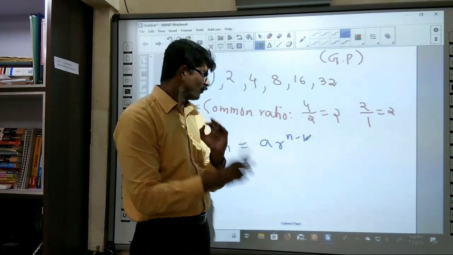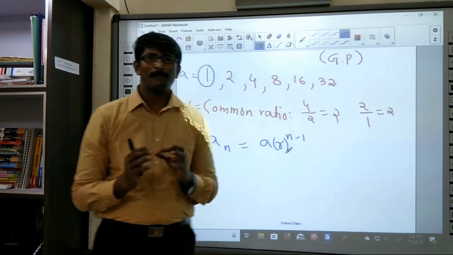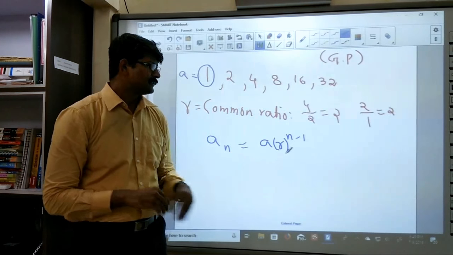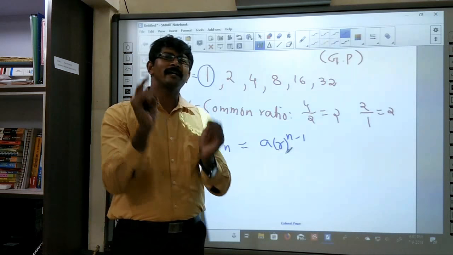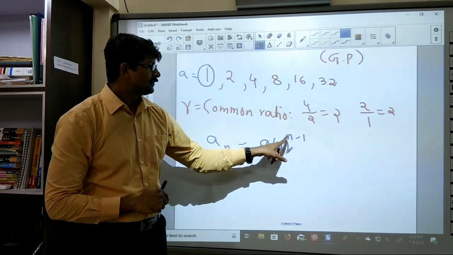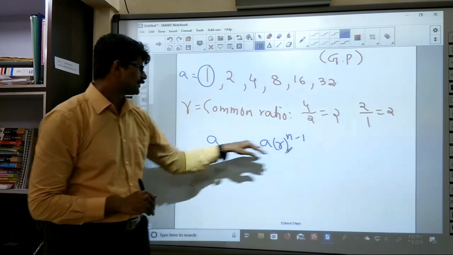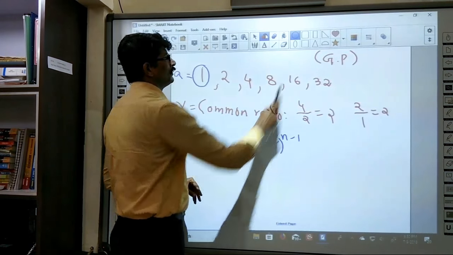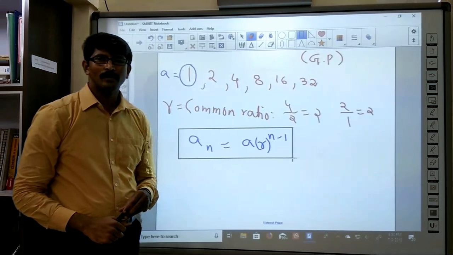Please note that the n minus 1 is only for the power. This power is only for r, not for a. Generally errors happen: people take ar in brackets and raise it to the power n minus 1. It is not. It is only r raised to the power n minus 1. I hope you have understood. Please note down this formula: an is equal to a r raised to the power n minus 1.